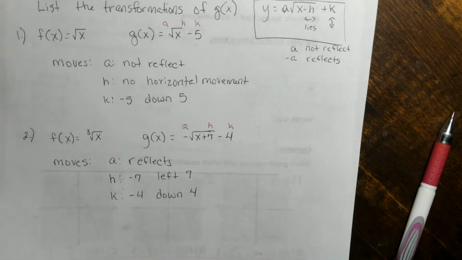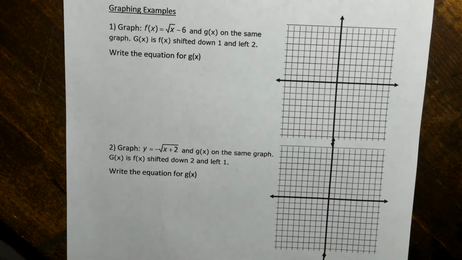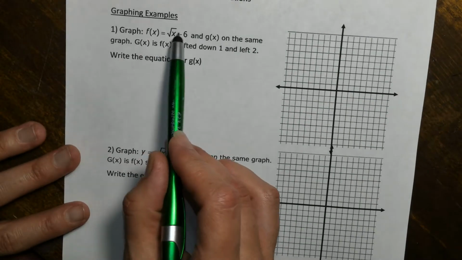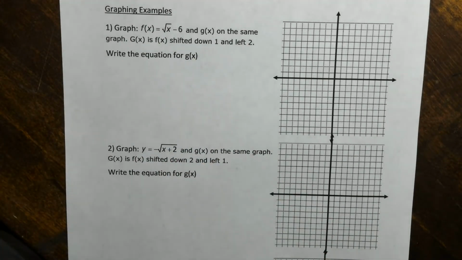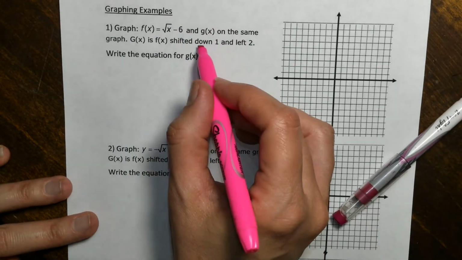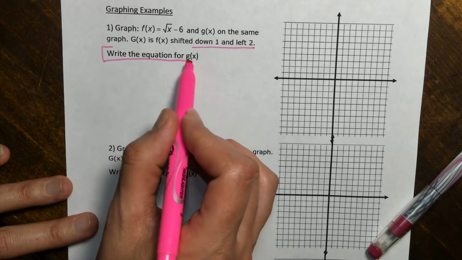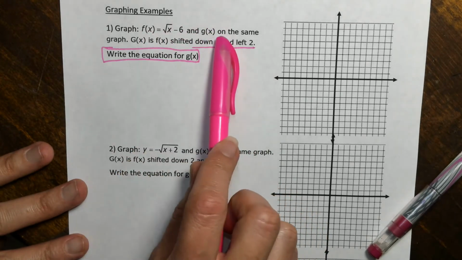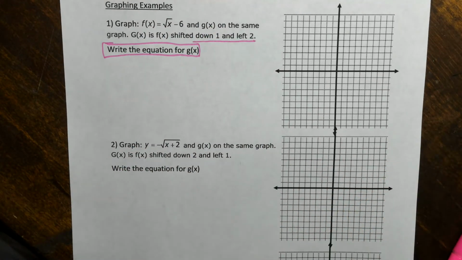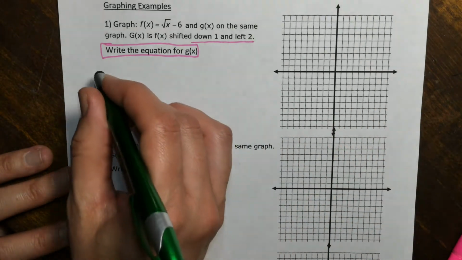All right, so we have one last part to cover. We're going to look at a little more transformations. On this one, we are going to graph this, and then we're going to shift it according to what it says right here. So this says after we graph this, we're going to then shift it down 1 and to the left 2. And then the final thing is we're going to write the equation for g of x, because we have f of x, but we're going to create the equation for g of x. So the first thing we're going to do is start with graphing f of x.